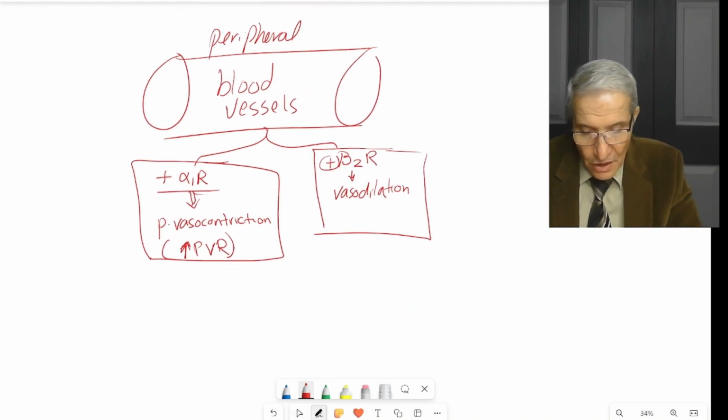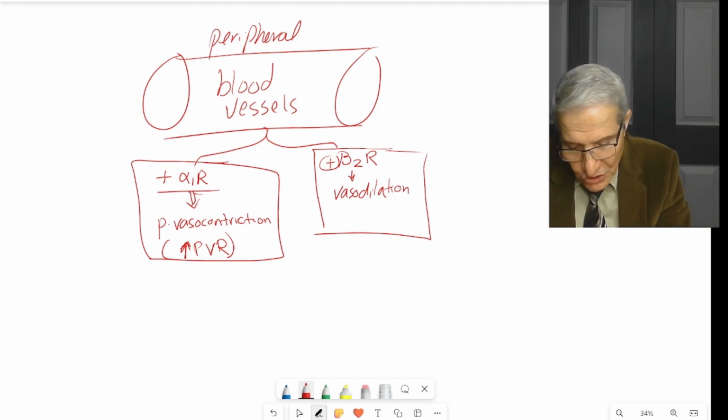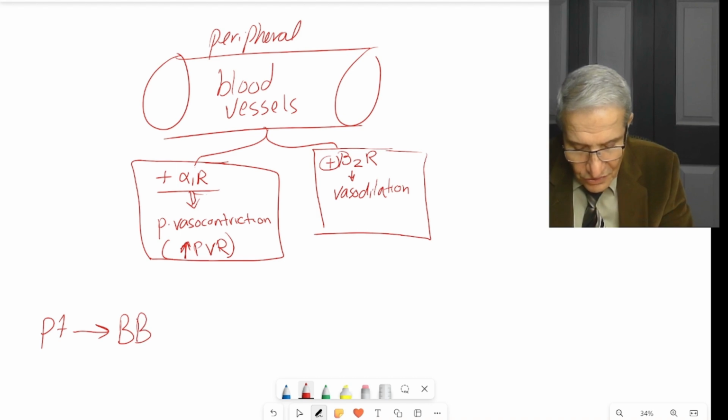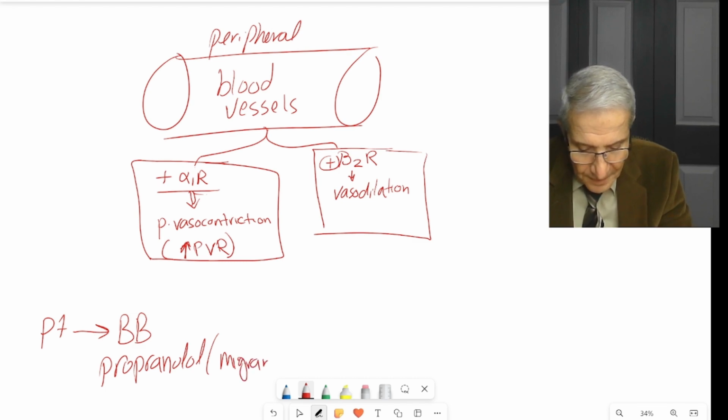Now you can imagine a patient comes to the clinic, and this patient needs a beta blocker such as propranolol to treat migraine or for the prevention of migraine.